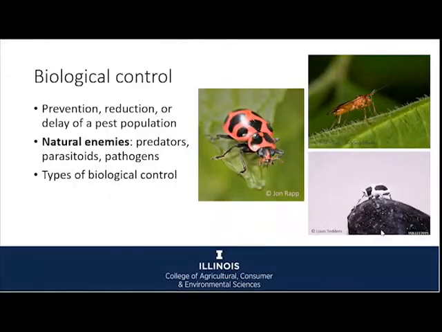And so I want to start just generally with what biological control is and what it is supposed to do. It's a prevention, reduction, or a delay in pest population. It's important to note that often when we're doing biological control, and really IPM as a discipline, we're not trying to make sure every single pest in the field is eradicated. We are trying to control them to a level that keeps them below doing any kind of injury to your crops.